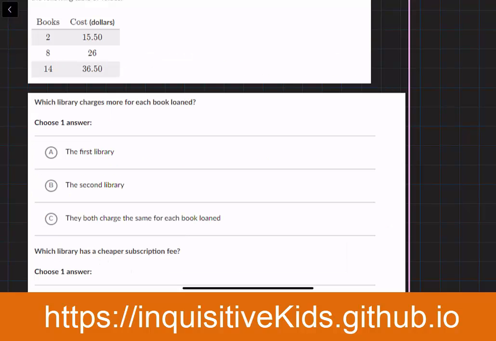Which library charges more for each book loaned? Choose one answer. A, the first library. B, the second library. C, they both charge the same for each book loaned.